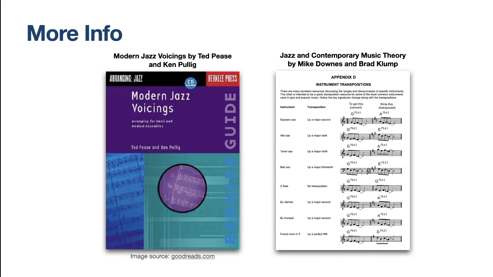For more information, check out the book Modern Jazz Voicings, or Appendix D in the 4th edition of your theory text. Also, if you're writing for a particular instrument and you're not sure if what you're writing is playable, just ask someone who plays that instrument and they'll tell you. Better yet, borrow or rent an instrument when you have some time and learn some basic techniques on your own.